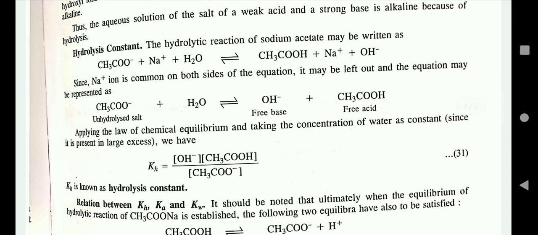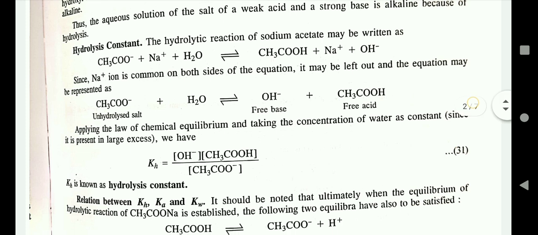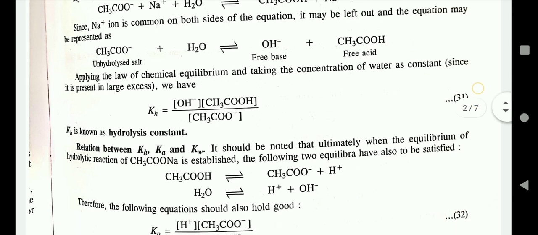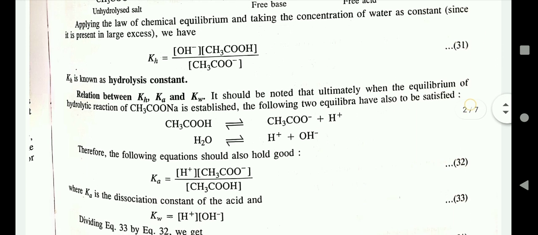Hydrolysis constant. The hydrolytic reaction of sodium acetate may be written: acetate ions and sodium ions plus water gives us acetic acid, Na+ and OH-. Sodium ions are common on both sides of the equation, so they may be left out and the equation may be represented accordingly. Applying the law of chemical equilibrium and taking the concentration of water as a constant.